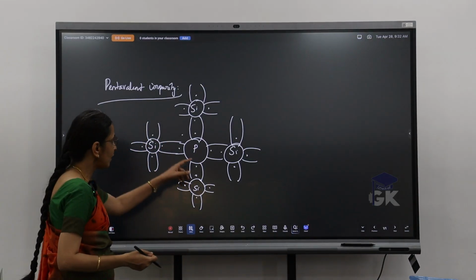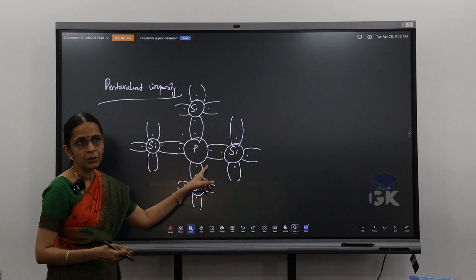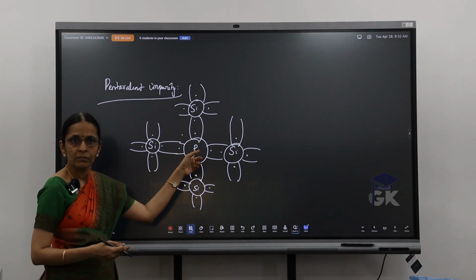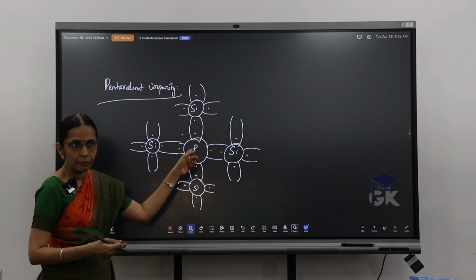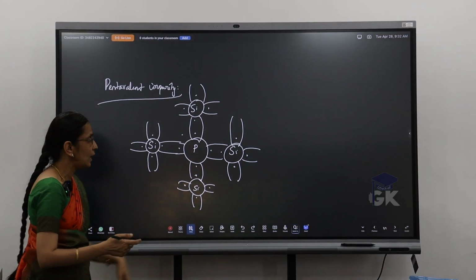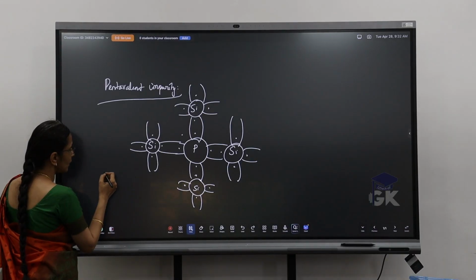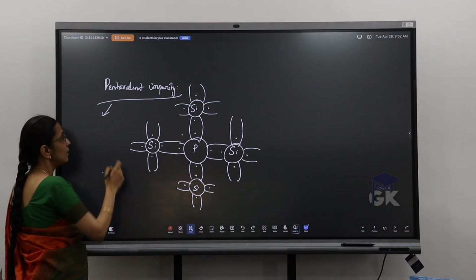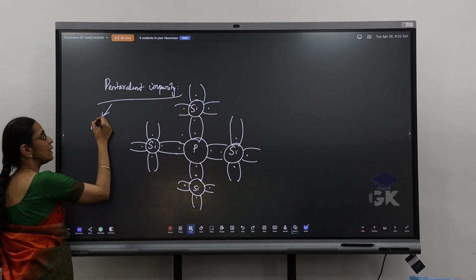So if I add phosphorus as an impurity to my silicon, what do I get? I get an extra electron over here. So if pentavalent impurities are added, I will have the extra electrons.